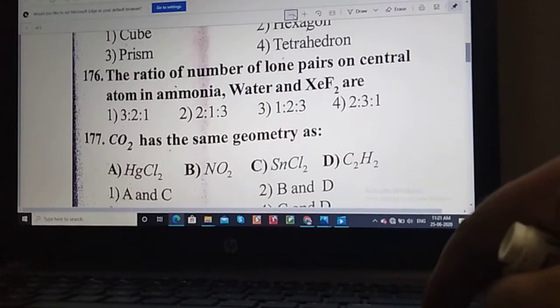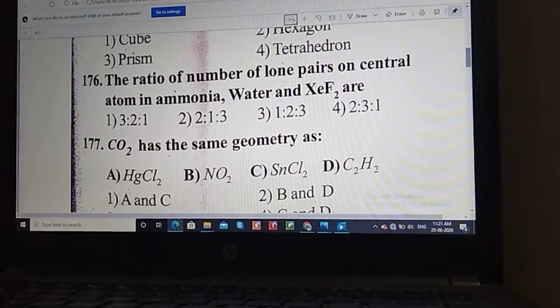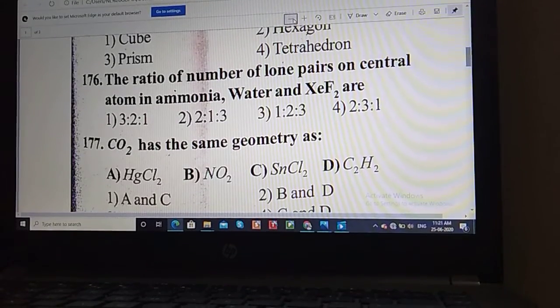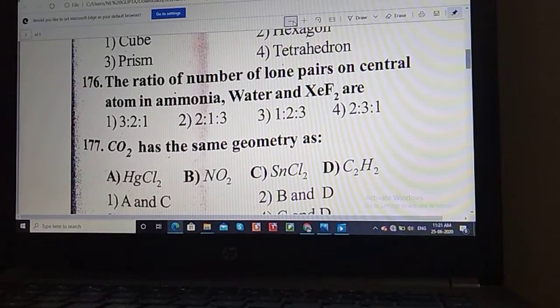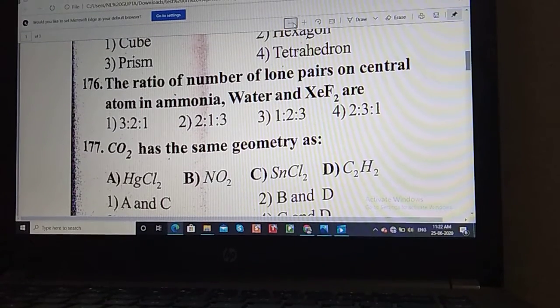Now let us move to 176, student. In 176, the ratio of the number of lone pairs on the central atom in ammonia, in water, and XeF2. So here NH3 is there, student, then H2O is there, and then XeF2 is there.